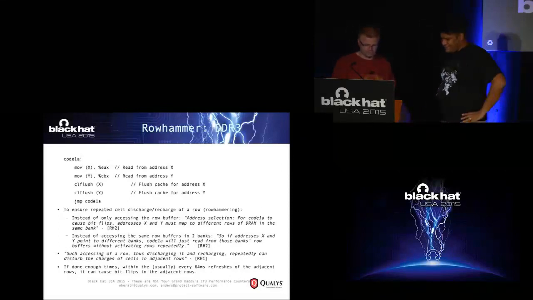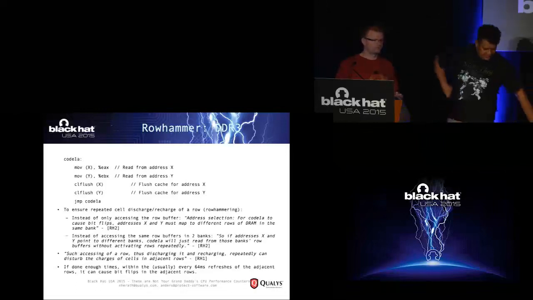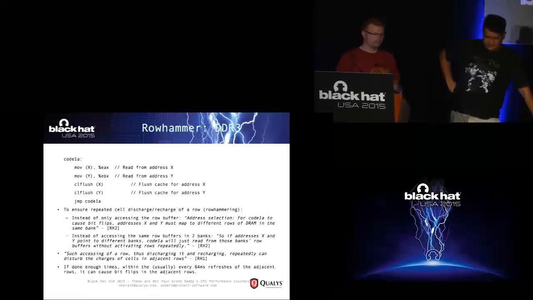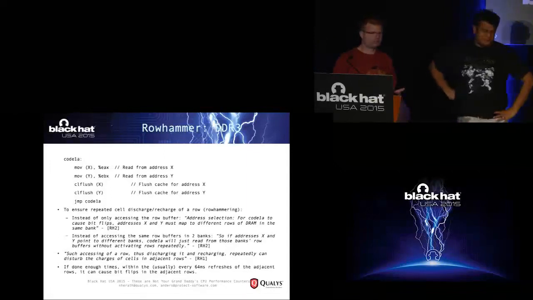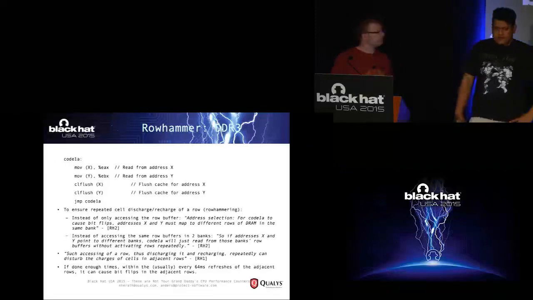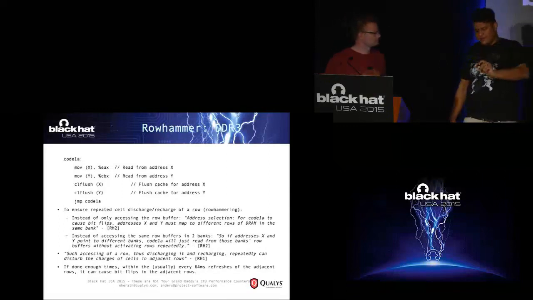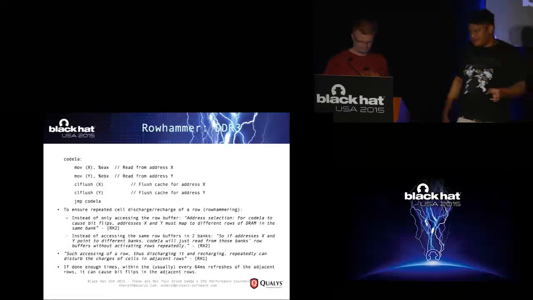I think we should talk a little bit about refresh rate. As I said, memory degrades with time, and to avoid the bits flipping automatically, DDR RAM refreshes itself on a refresh interval. The default is 64 milliseconds. This is important because to cause the bit flips, you have to hammer within that refresh interval, otherwise the memory gets refreshed again. So it has to occur within that refresh interval.